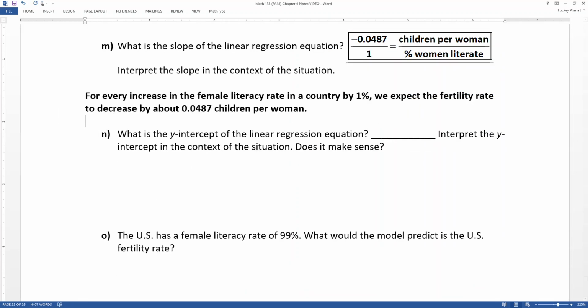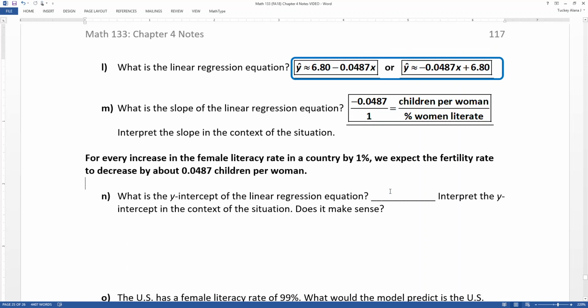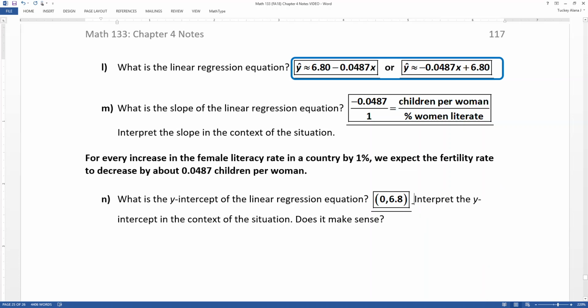So now we want to look at what is the y-intercept and what does it mean in this situation. So the y-intercept is a point. Now remember from algebra that points actually have 2 coordinates. That's a mistake a lot of students make, is they'll just say 6.8. But the problem is, 1, that's not actually correct, and 2, it doesn't actually help you with the interpretation. It helps if you think of it as a point. It's 0, 6.8. 0 being x, which is the percentage of women that are literate, and 6.8 being y, which is the children per woman.